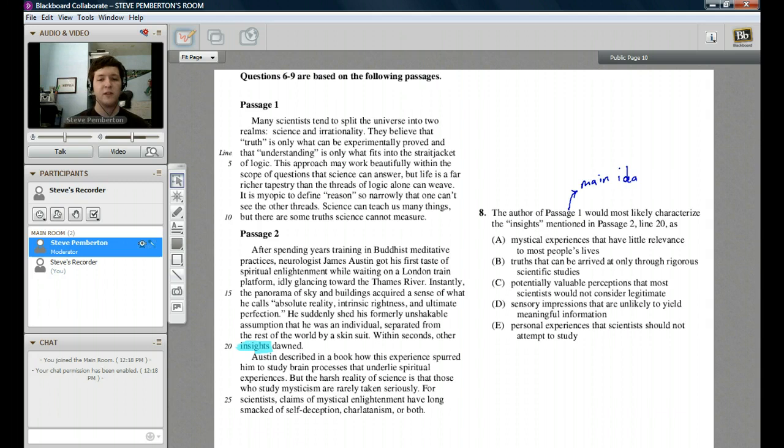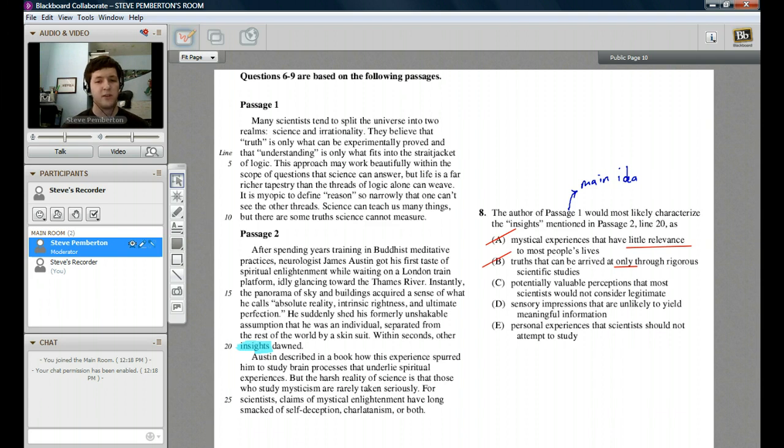Mystical experiences that have little relevance. He probably doesn't think they have little relevance. Truths that can be arrived at only through rigorous scientific studies. The first part's okay, like a truth. Maybe he would agree with it. But then they throw in this whole thing about it can only be arrived at through rigorous scientific studies. Remember, we don't normally like the word only. It's one of our cautionary words. And indeed, in this case, it's a good reason to cross it off. He certainly doesn't think it can be arrived at only through scientific studies. He probably thinks the other way, in fact.